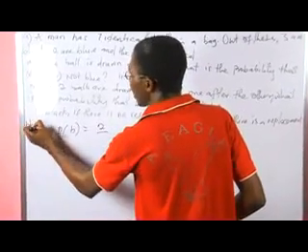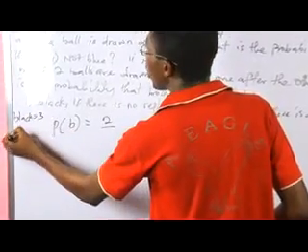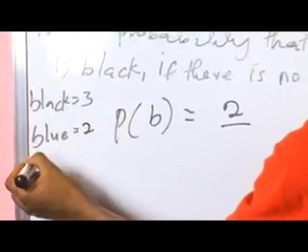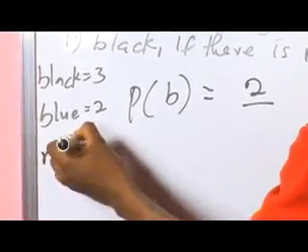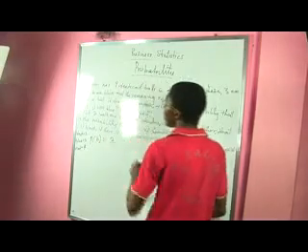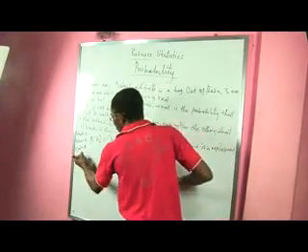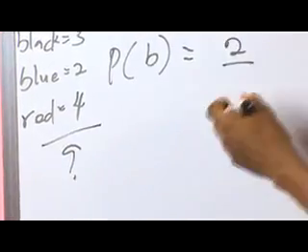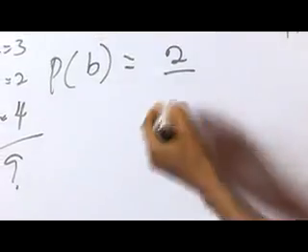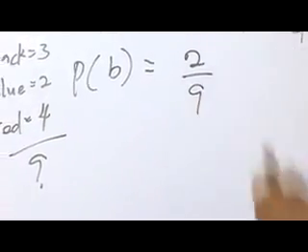Black are 3. Blue are 2. Then red are the remaining, which is 4, because the total is 9. The total is 9. So that means 2 out of 9 is for our blue color.